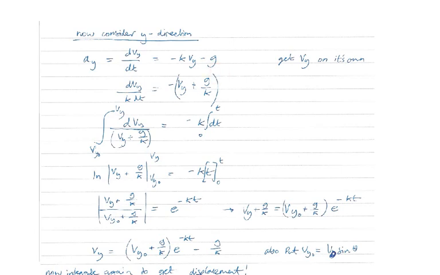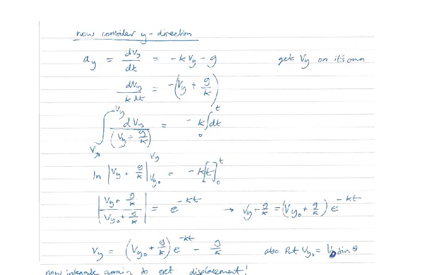So we simplify slightly this expression so that we have vy on its own. So we divide through by k. So we have g over k and we have vy. And the reason we do that will become clear in a moment. So that allows us to divide both sides by this, and we're left with the integral in terms of vy on this side and an integral for time on this side.